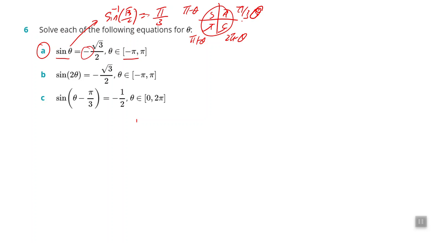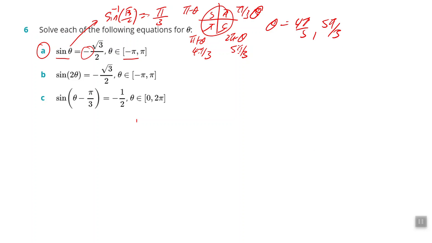and fourth quadrants. So my two solutions lie in the third quadrant, which is pi plus theta, which is pi plus pi over 3, which is 4 pi over 3, and in the fourth quadrant, 2 pi minus pi over 3, which is 5 pi over 3. So my two solutions are 4 pi over 3 and 5 pi over 3. These are two of my base solutions, okay? They're not necessarily our final solutions.